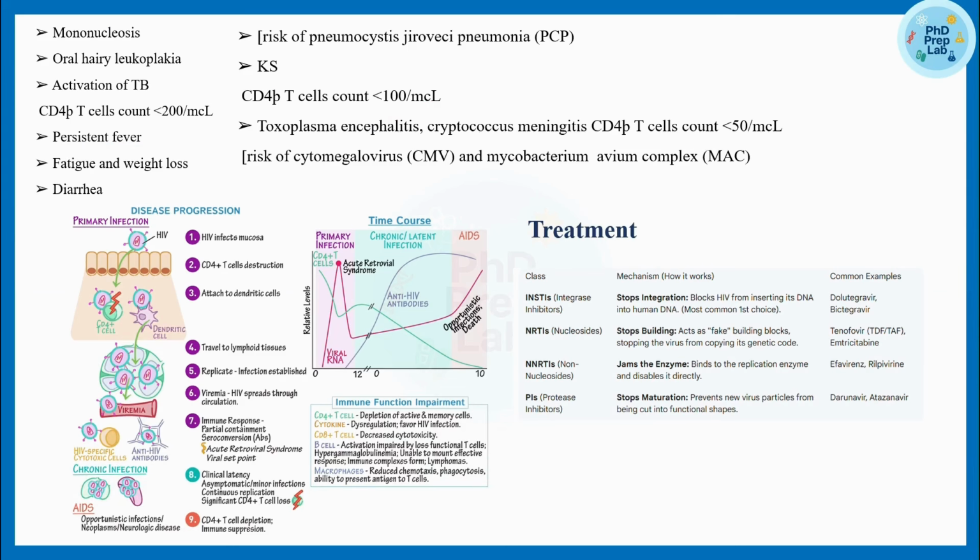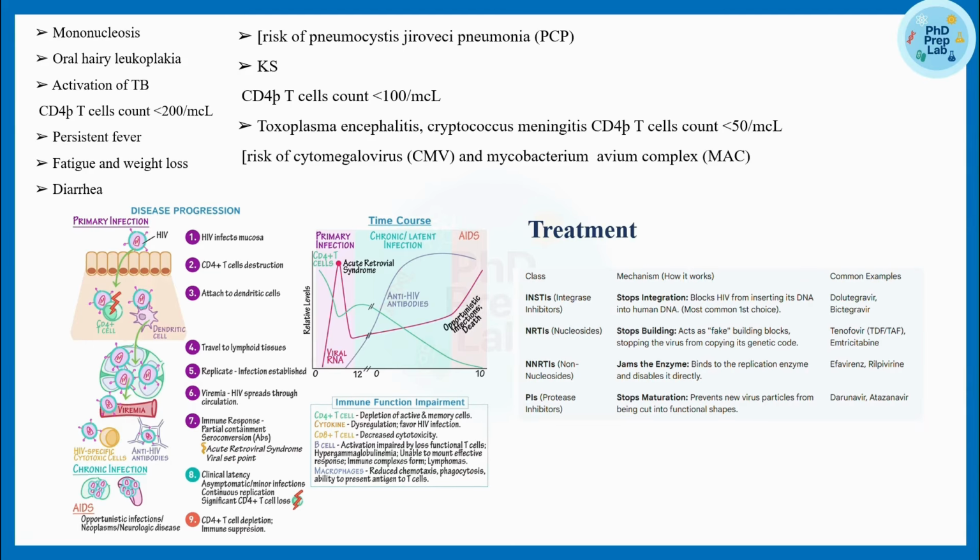So these are the stages of how the HIV infection occurs. HIV infects the mucosa, then it targets the CD4 T cells and attaches to the dendritic cells. It travels to the lymphoid tissues, it replicates, and infection is established. Then HIV spreads through the circulation, which is called viremia.